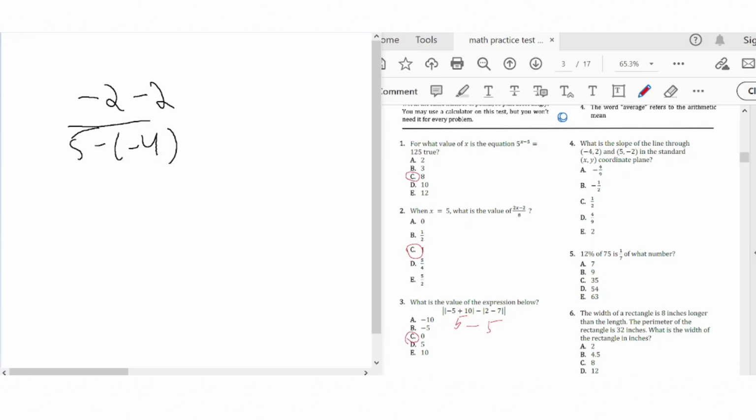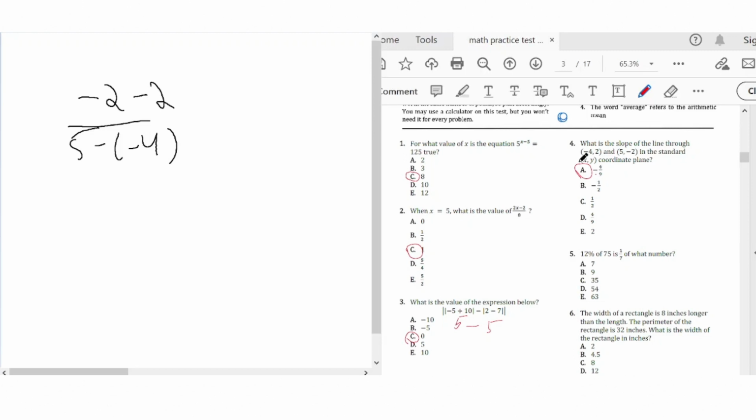Okay, so we have negative 2 minus 2 divided by 5 minus negative 4. Notice that these negatives cancel out, so this is just going to be the same thing as 5 plus 4. So we're going to have negative 4 divided by 9. Negative 4 ninths. Therefore, A is the correct answer.